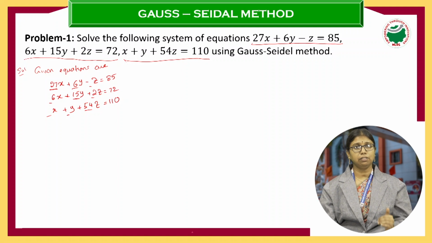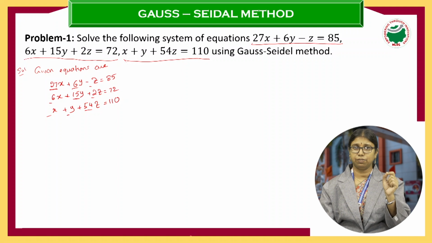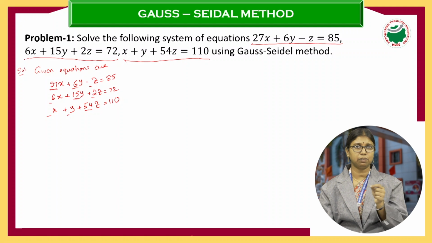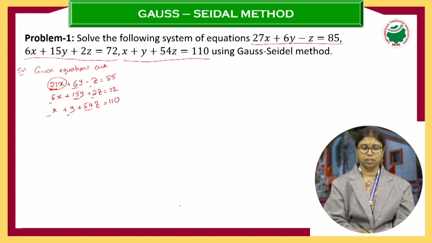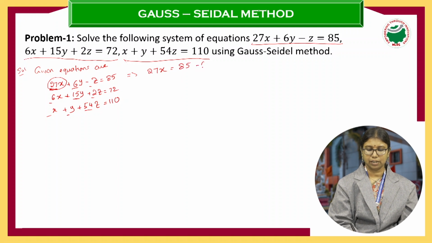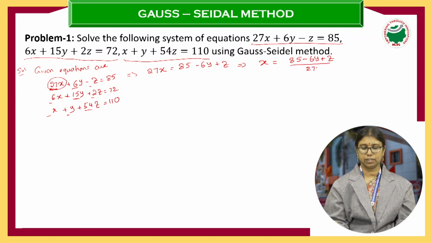So in Gauss-Seidel method, first you have to separate one variable from one equation. Like first variable from first equation, second variable from second equation, third variable from third equation. So here from the first equation, first I will separate x. So I will take these two values to right hand side. Then you will get 27x as 85 minus 6y plus z. Then x is equal to 85 minus 6y plus z, whole divided by 27.